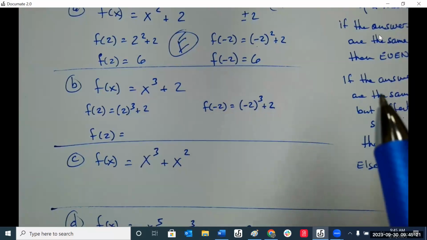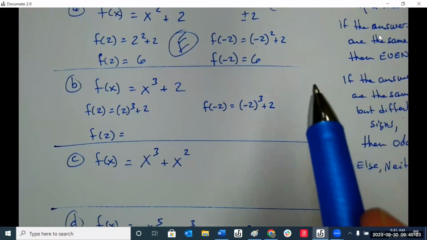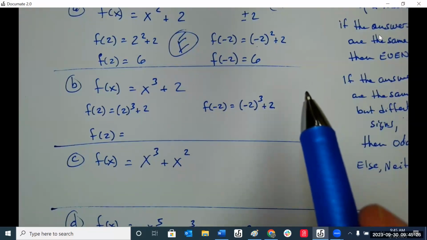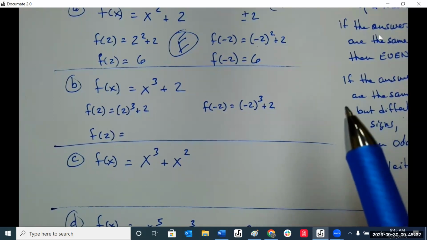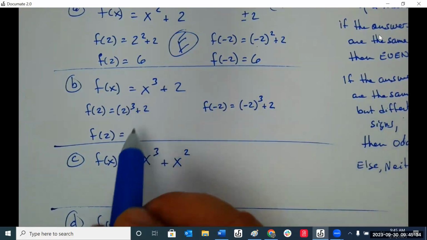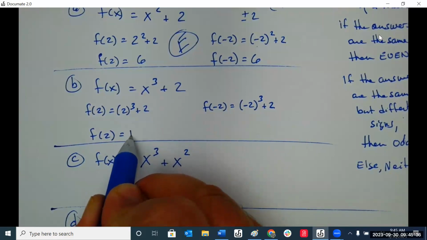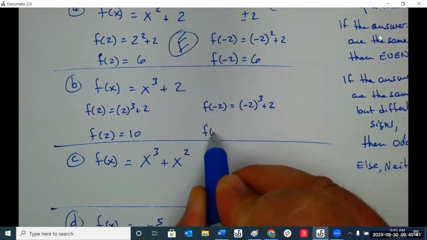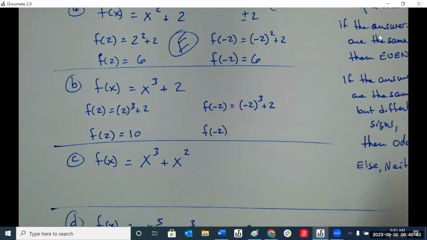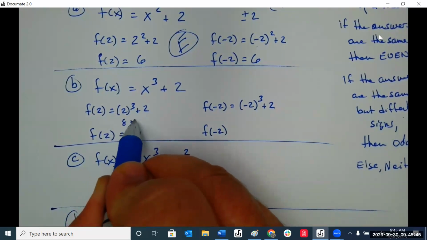What is 2 cubed? 8, because 2 times 2 is 4, times 2 is 8. 8 plus 2? 10. Because this is 8 plus 2.